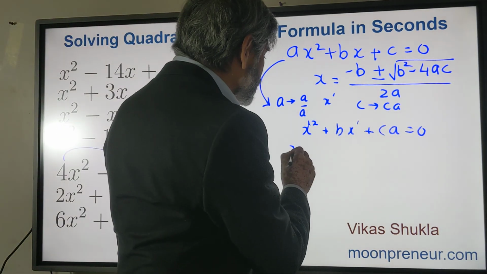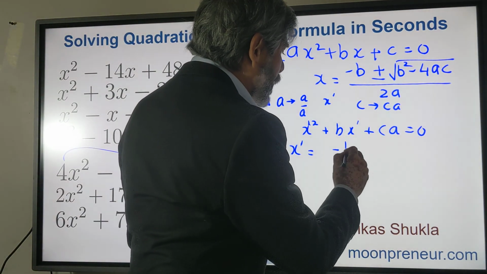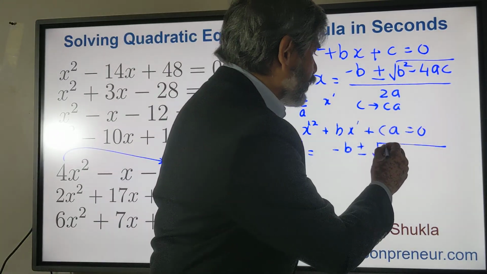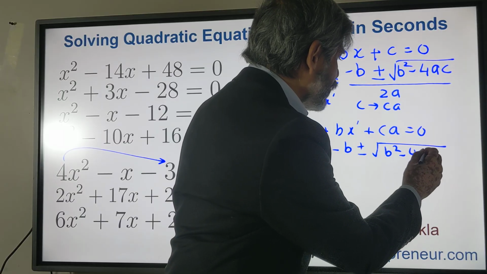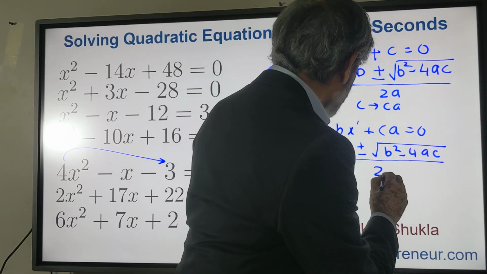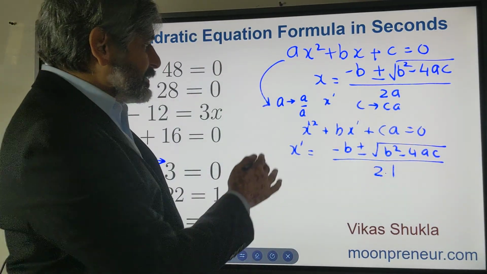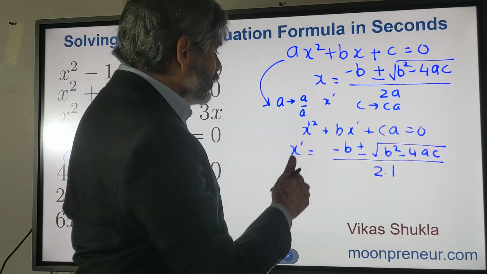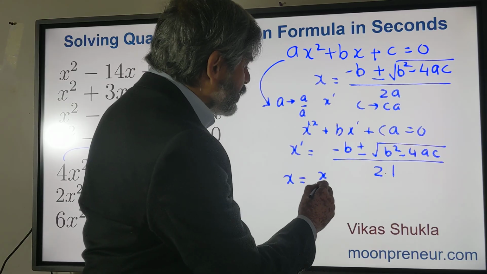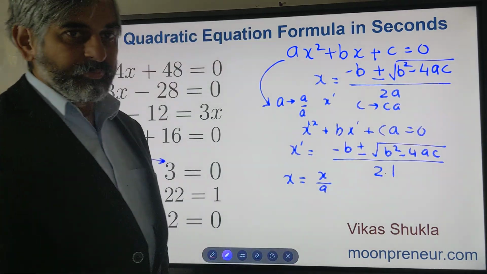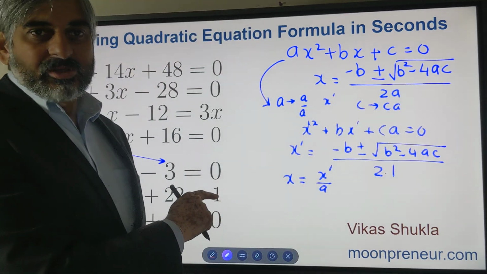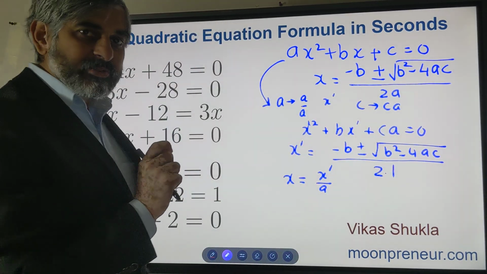And if I solve this equation, I get this solution x dash as minus b plus minus square root of b squared minus 4ac, divided by 2 into 1. Now if you look at that, this equation has solutions similar to this. If I want to get the original solution, x dash has to be divided by a. We get this solution. From this x dash, if I divide by a, I get the original solution. So this is why this solution works.